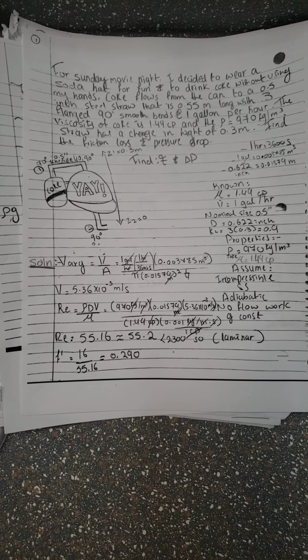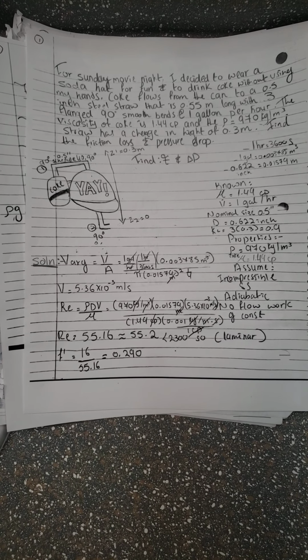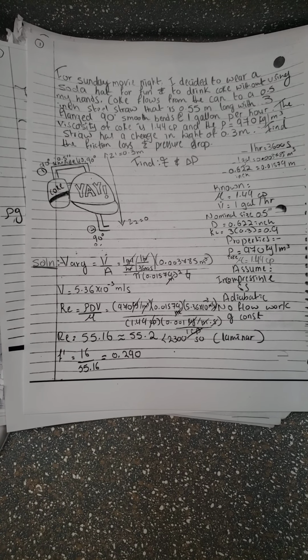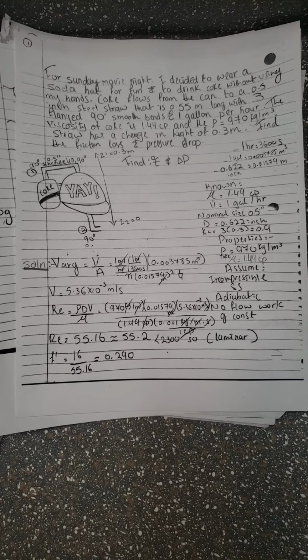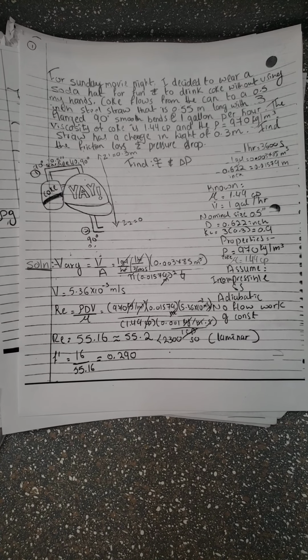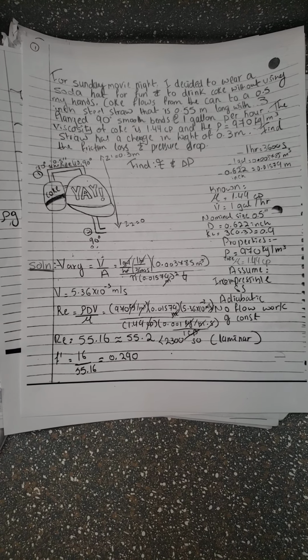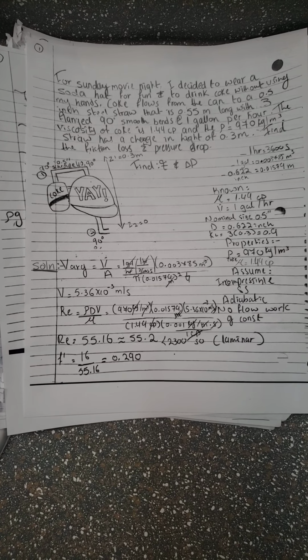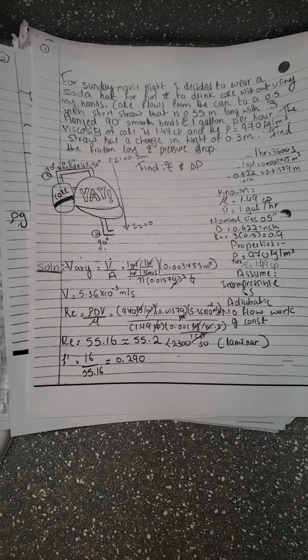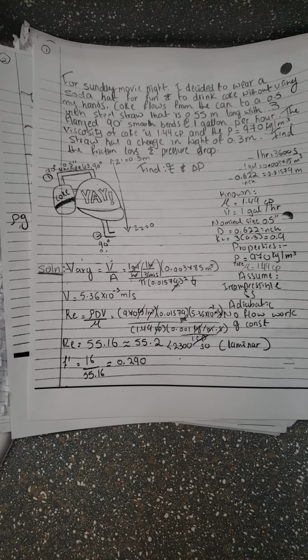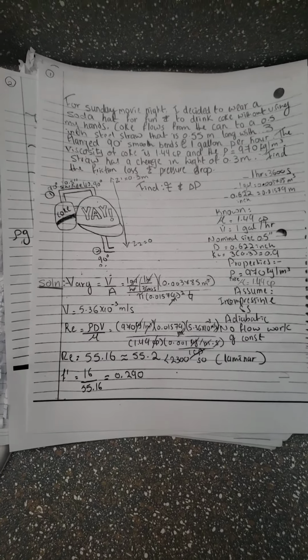That's volumetric flow rate over area. We convert to SI units and we get 5.36 times 10 to the power of negative 3 meters per second for the average velocity. We use that to calculate the Reynolds number and we get 55.2. So it's definitely laminar. It's a lot less than 2300. So we can use the friction factor equation of 16 over Reynolds number. We get 0.290 for the friction factor.